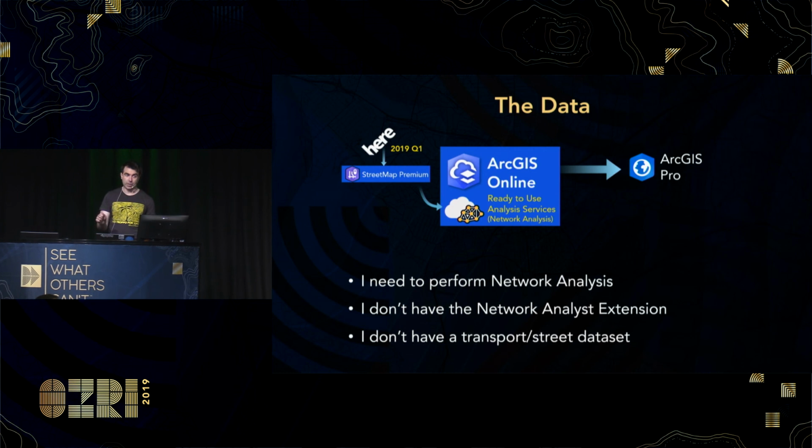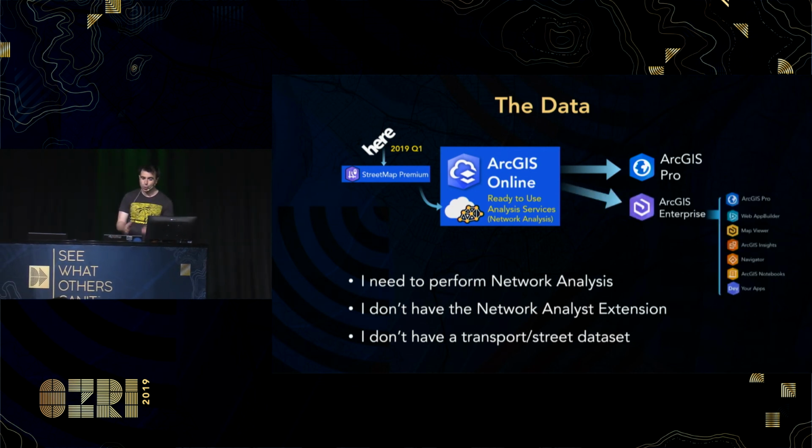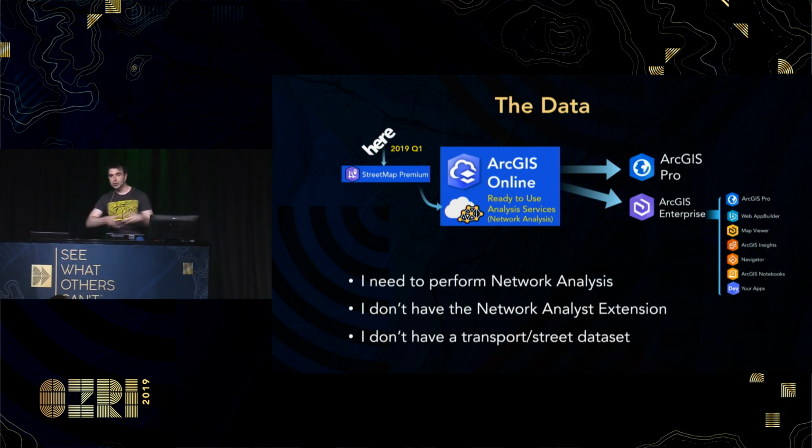Maybe you don't have Network Analyst, and that's fine. You can actually use the online analysis services. From a data perspective, it's the HERE 2019 Q1 data that's in StreetMap Premium, that's in these network analysis services, and you can use these within ArcGIS Online, from ArcGIS Desktop, but you can also proxy these services into your ArcGIS Enterprise so that your other applications on your own infrastructure can use these services through this kind of hybrid approach.